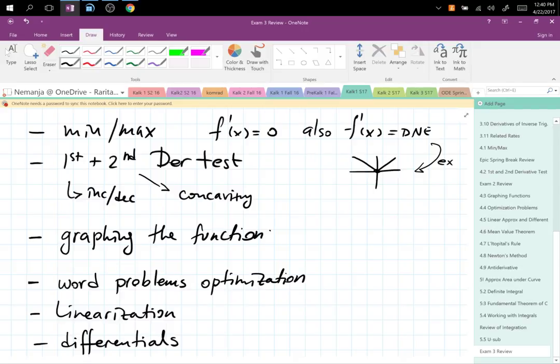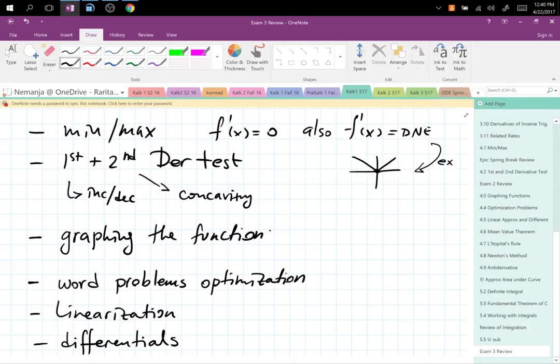Which leads us to graphing. So for graphing, you have to find the x-intercept, y-intercept, domain, first derivative test, second derivative test, which includes all the derivatives and min and max and everything else. And then maybe look at the symmetry and look at the asymptotes, horizontal, vertical, slant. There's a whole list of things that you can do to draw the graph.